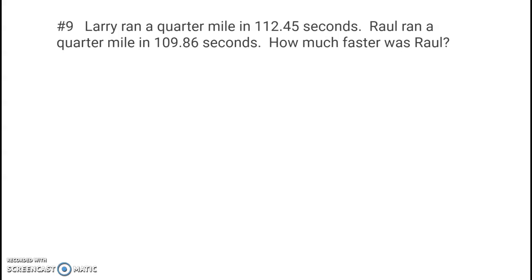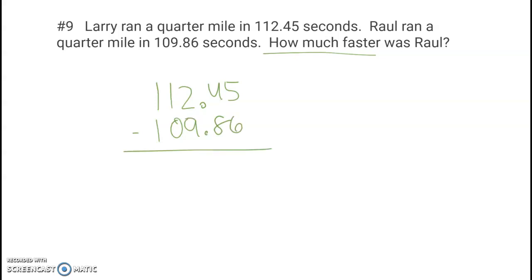So how much faster tells me that I'm going to subtract, and I'll subtract 112.45 minus 109.86. I don't see anything that says about or estimate, so this is just regular subtracting. When I set that up, I did line up those decimals one on top of the other. If I had any empty spots, I would fill them with zeros, but there are none.